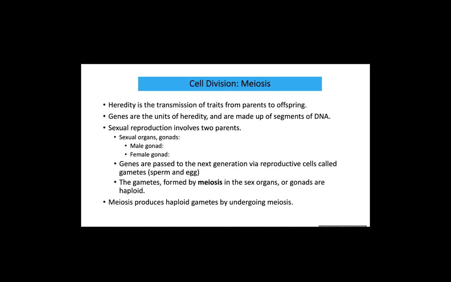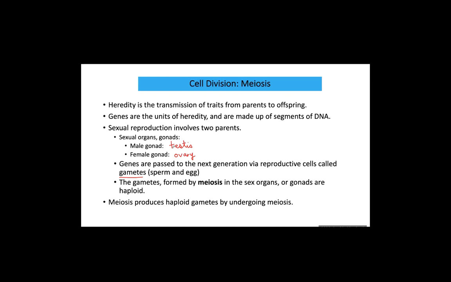So we will study the sexual reproductive organs first. Sexual organs are called gonads. The male gonad is called the testis, and the female gonad is called the ovary. Genes are passed to the next generation via reproductive cells called gametes. We call sperm and egg gametes. These gametes are formed from the male gonad and female gonad.